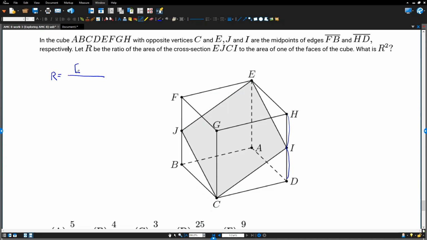This bracket means area, okay? EJCI. EJCI is what is inside, EJ, okay, this is a shaded region. Looks like a square, I don't know. And the other one is the area of one page, one face of this cube. As I told you before, when they're asking you a ratio, okay, this is a ratio.